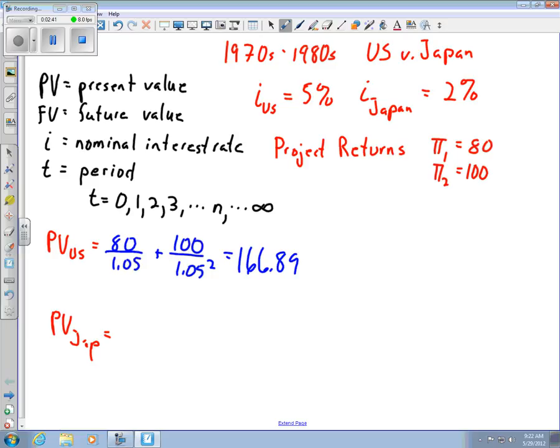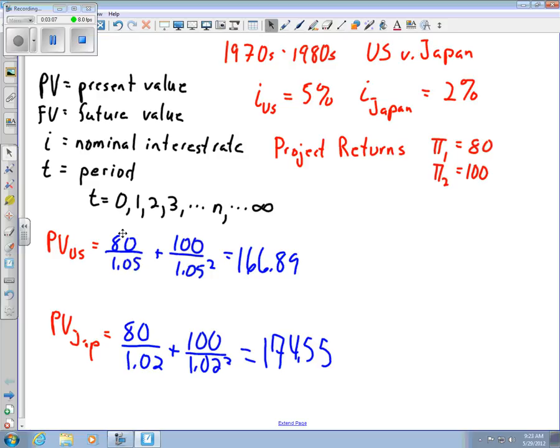So the present value of these two payments for an American firm is $166.89. The Japanese firm gets the same $80 potentially, but only has to look at a 2% interest rate. So their present value is 80 divided by 1.02 plus 100 divided by 1.02 squared, and this comes out to 174.55. Now that's the returns from it.